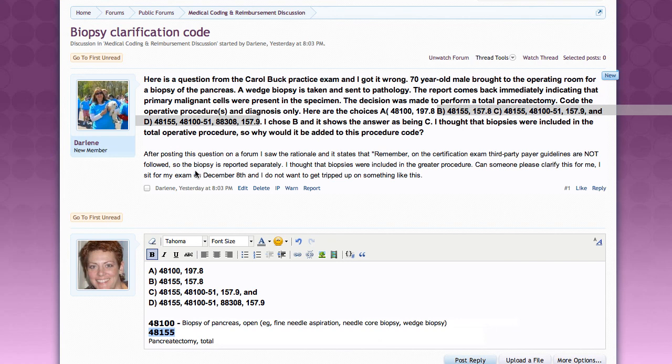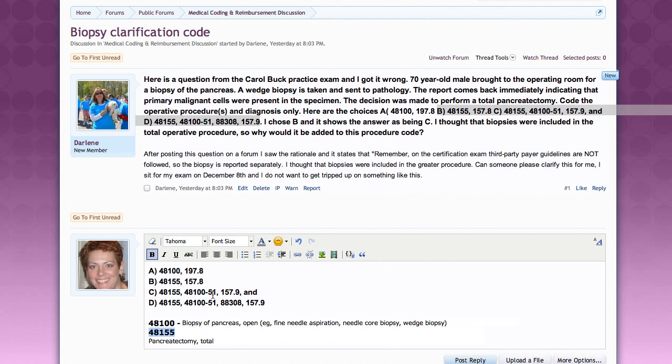Okay, so she said, I thought that biopsies were included in the total operative report. I'm not sure where that thought is coming from. If you had some sort of documentation or something in the textbook that made you think that, direct us to that location of information, and we'll try to analyze it with you and figure it out. But this is why. In this situation, they did a biopsy, it went to pathology, and they came back and took the full thing. So we are allowed to code both.